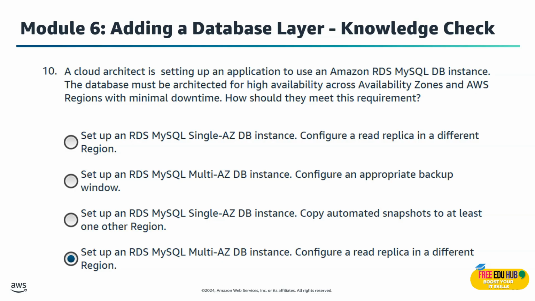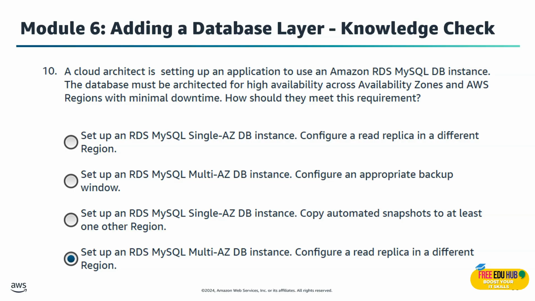Now, the reason for this one is that for high availability within the same region, you use multi-availability zone deployment that automatically maintains a standby replica in another availability zone and fails over seamlessly if something goes wrong. But the question also mentions across AWS regions. So you add a read replica in a different region. That replica not only improves disaster recovery, but also supports cross-region redundancy and faster read performance for global users. This combo gives you both local fault tolerance and regional resiliency.